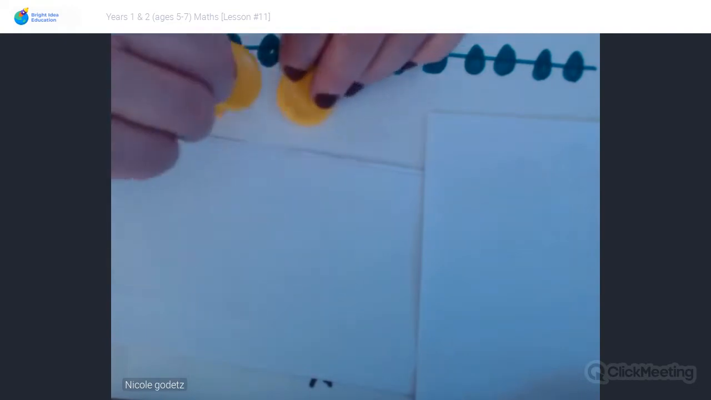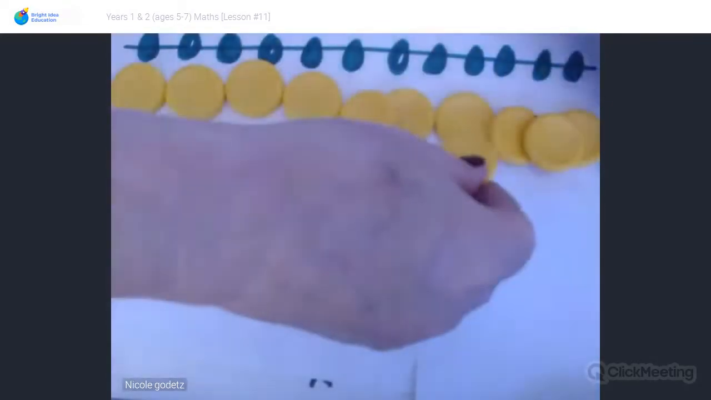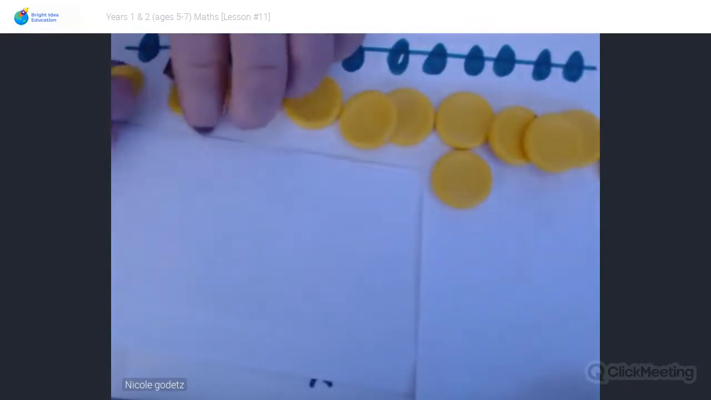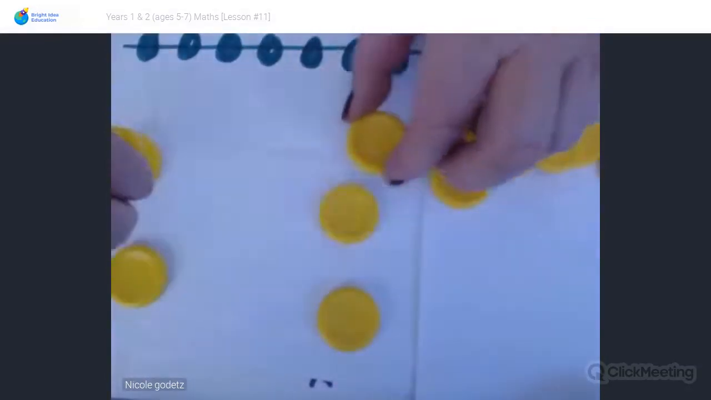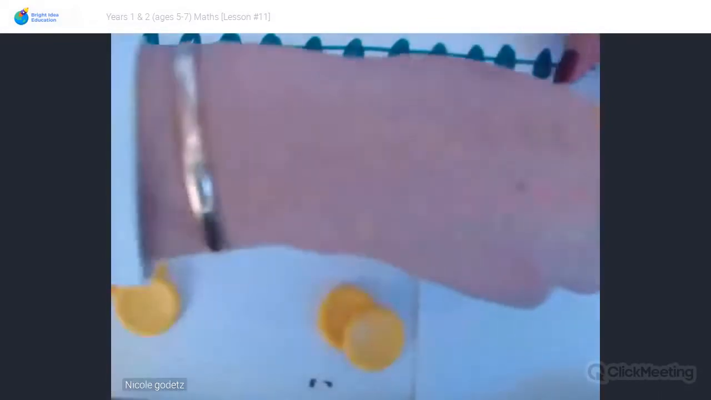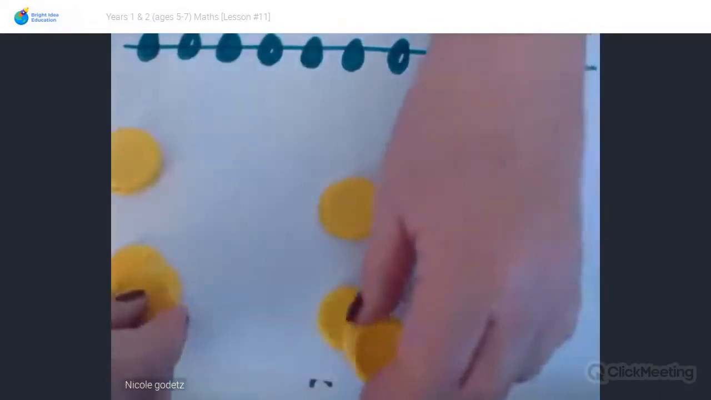What is a quarter of 12? If you were going to split 12 into 4 equal groups, if you were going to share 12 into 4 equal groups: 1, 2, 3, 4, 5, 6, 7, 8, 9, 10, 11, 12. 4 equal groups, okay? 1, 2, 3, 4. 1, 2, 3, 4. 1, 2, 3, 4.